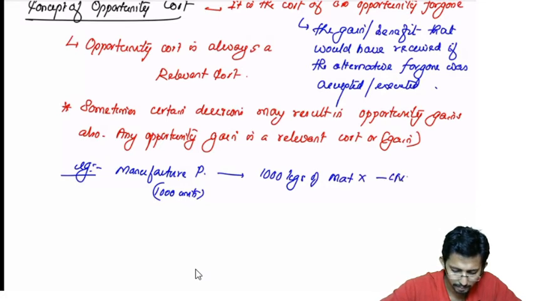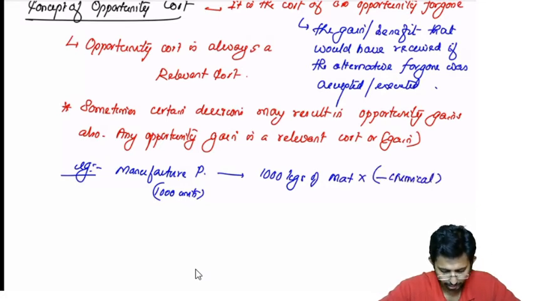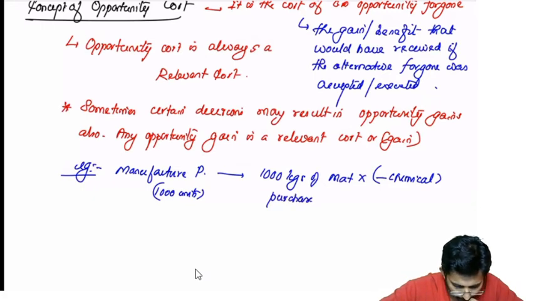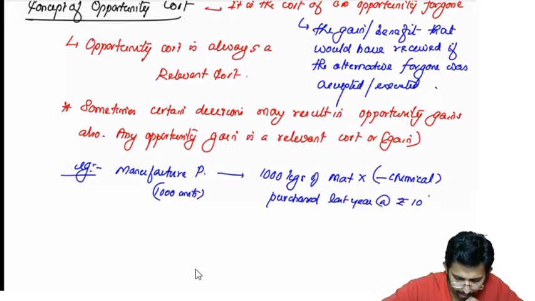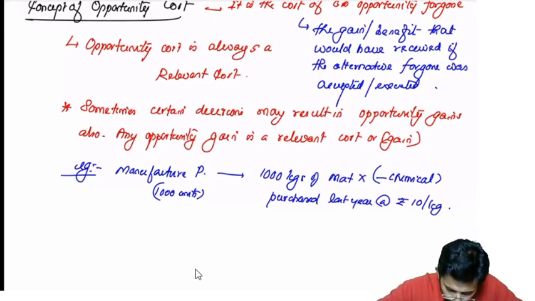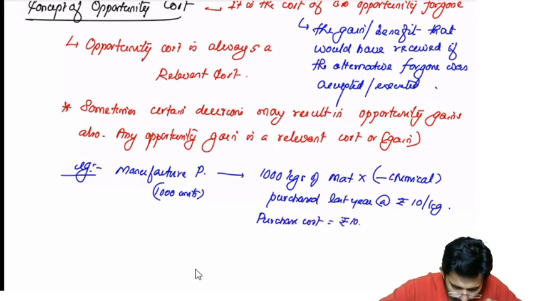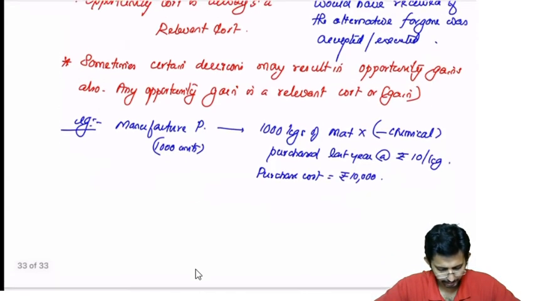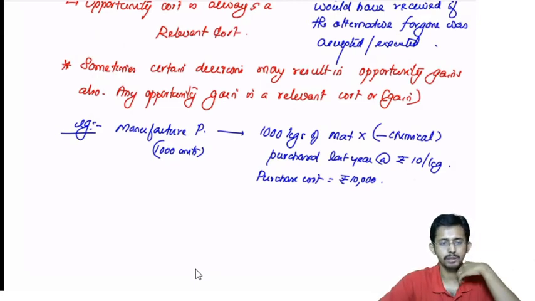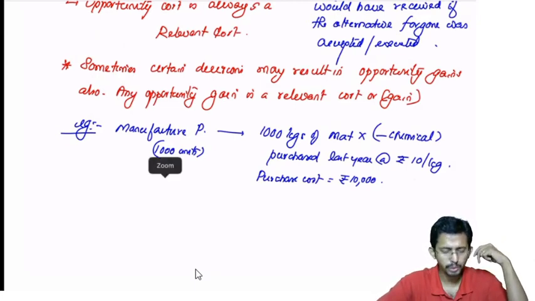It is some chemical. For 1000 units, you require 1000 kgs of material X. And material X was purchased last year at rupees 10 per kg. So total purchase cost is rupees 10,000. Now what's happening is, this material X you have purchased last year is already there in your stock. If you are manufacturing P, you can use this material X.